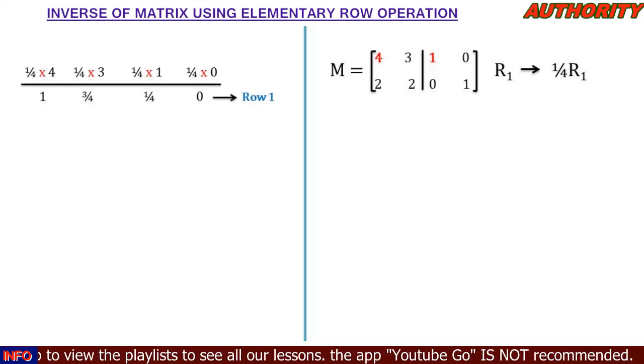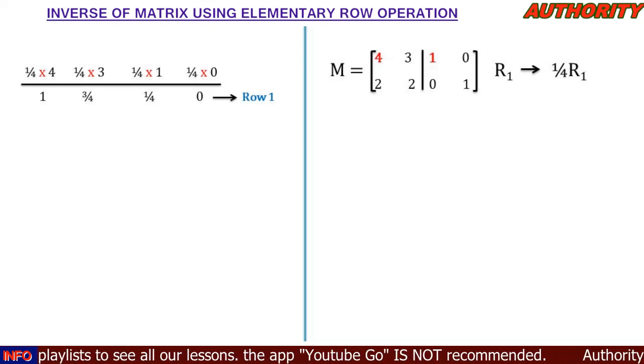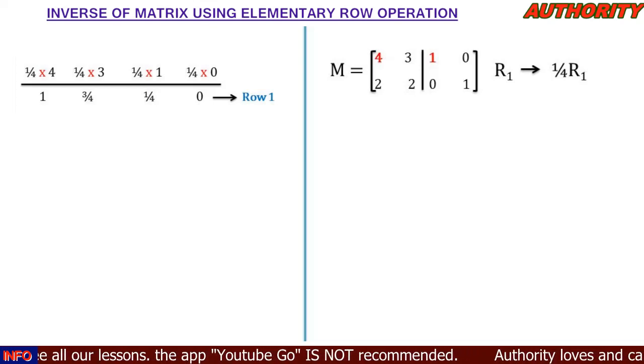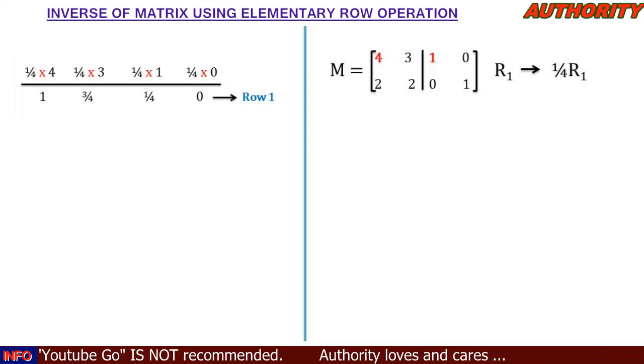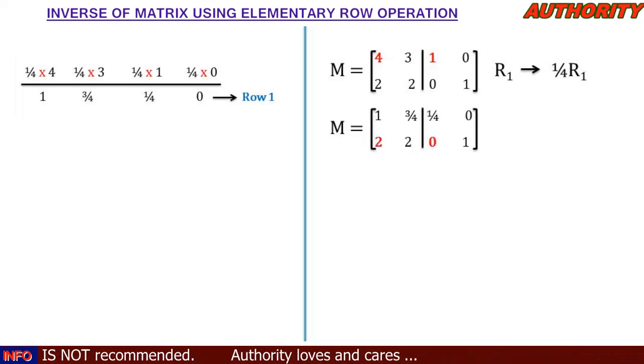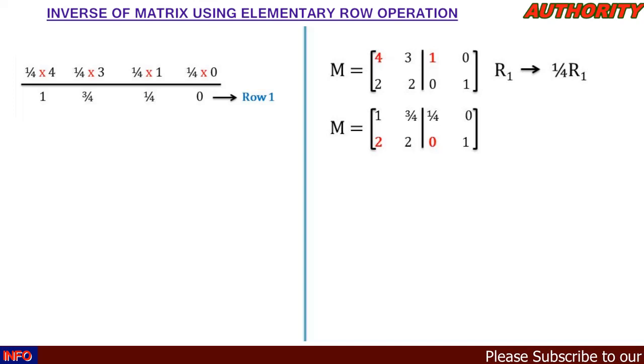Okay, now let's go. If you multiply 4 by 1 all over 4, it's going to give you 4 all over 4. 4 all over 4 is equal to what? 1. And then when you multiply 3 by 1 all over 4, it's going to give you 3 all over 4. And then when you multiply 1 by 1 all over 4, it's going to give you 1 all over 4. And then when you multiply 0 by 1 all over 4, it's going to give you 0.